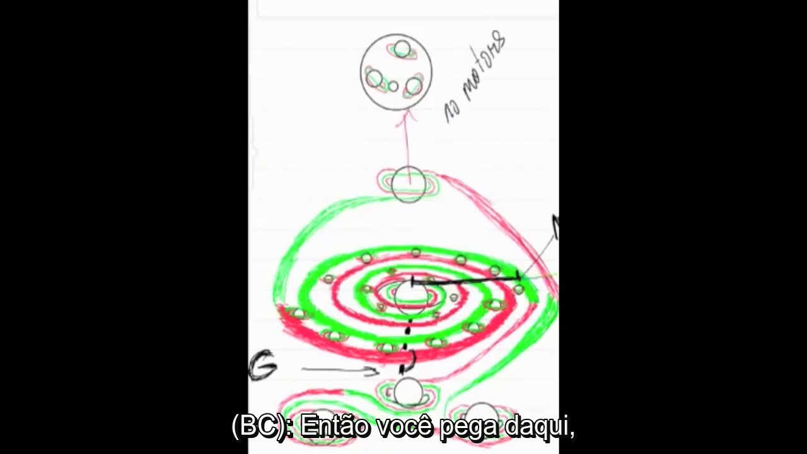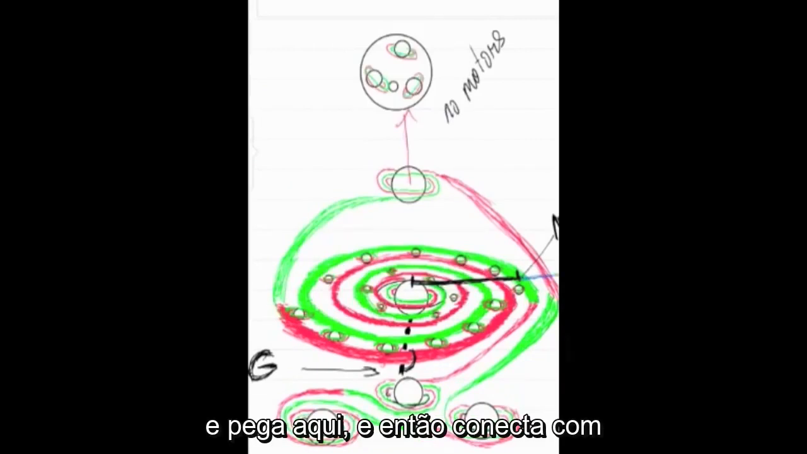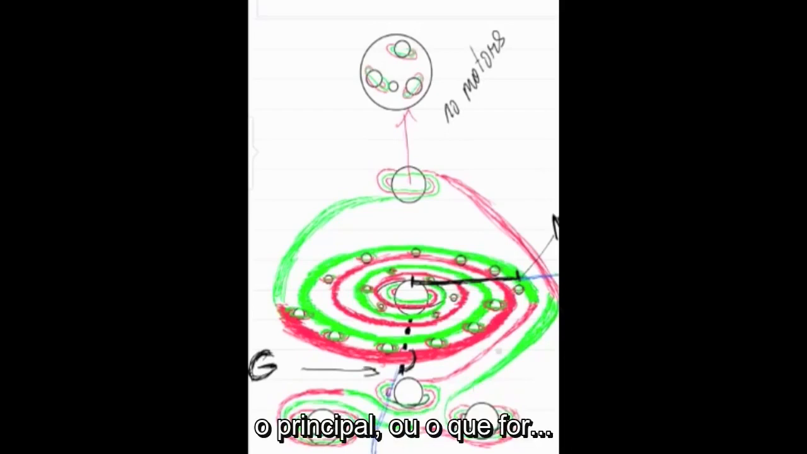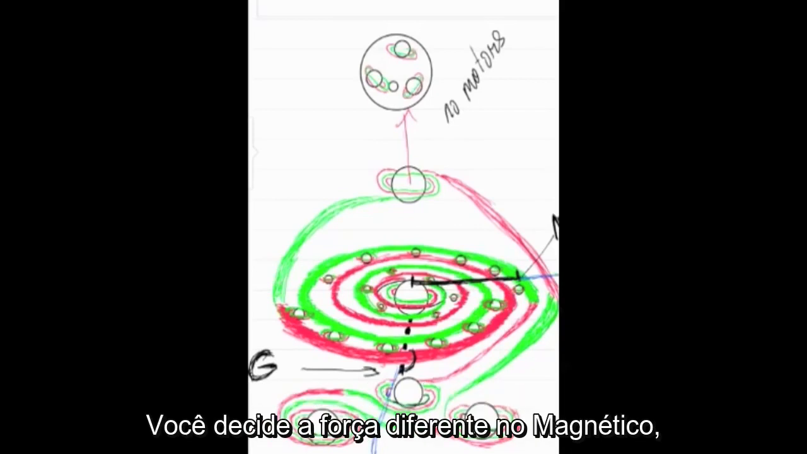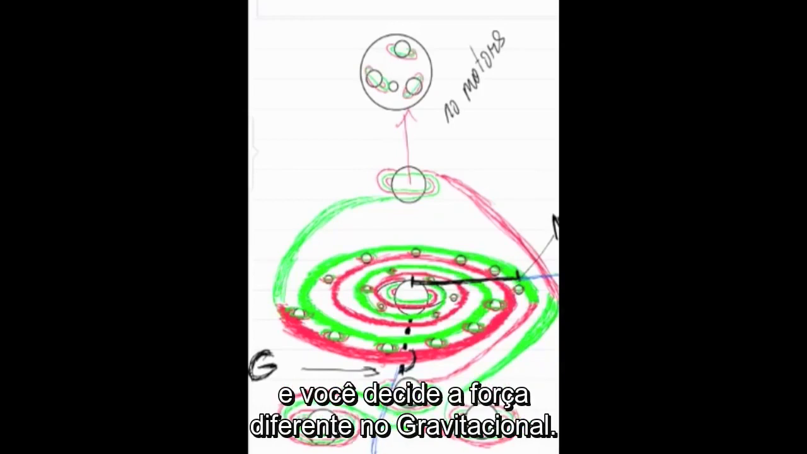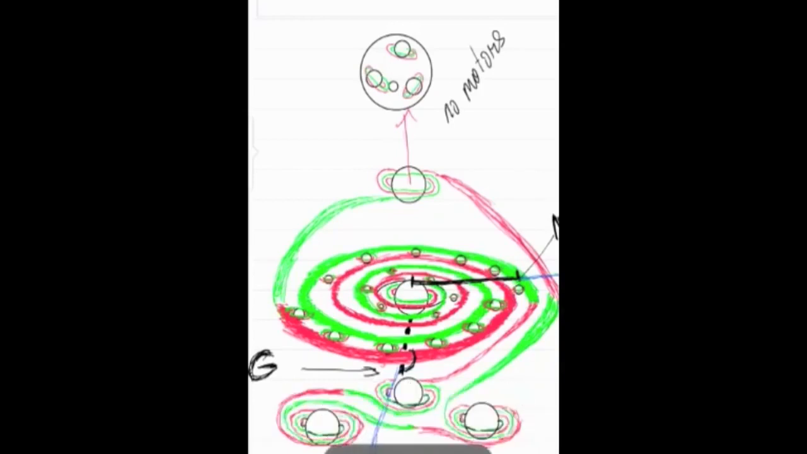So from here, you take it here, and you take from here, and then you connect it to main, or wherever you want. Yeah, this is correct. This is what we've shown with the 2 points. You decide the different strength in magnetical, and you decide different strength in gravitational.